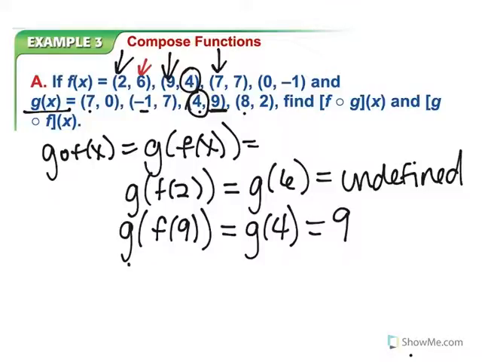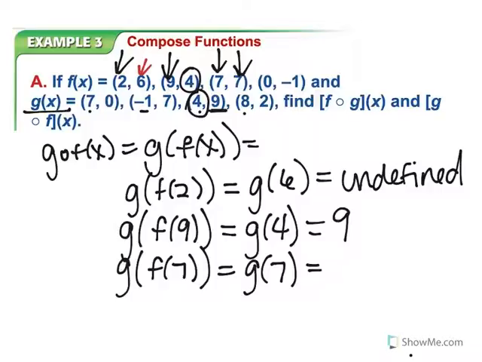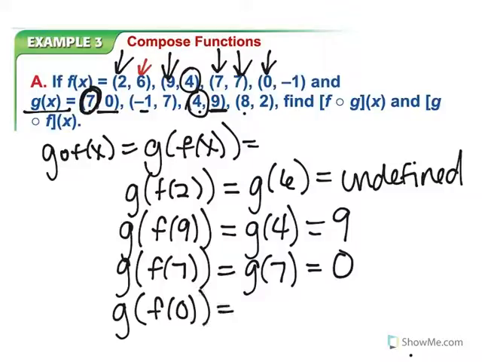And the next point, we're going to plug in a 7, so g of f of 7. The y value is 7, so g of 7. And looks like on my points, I have an x here that's a 7, so the y value is 0, so that's my answer. And the last point, we're plugging in a 0, which comes from right here. So g of f of 0. We know that the y value is -1, so we're going to replace f of 0 with a -1 to get g of -1 equals, well, if we look at our g of x function, we have an x value of -1, so my y value is 7.